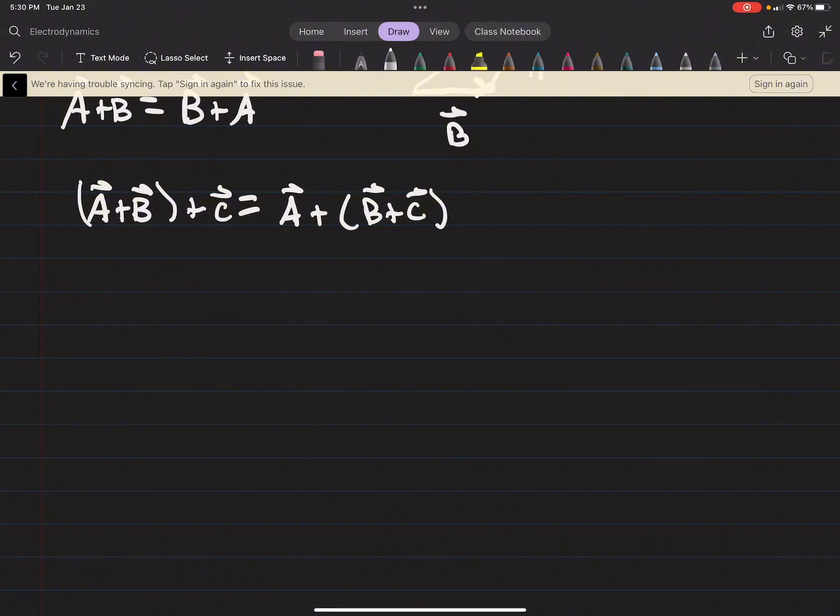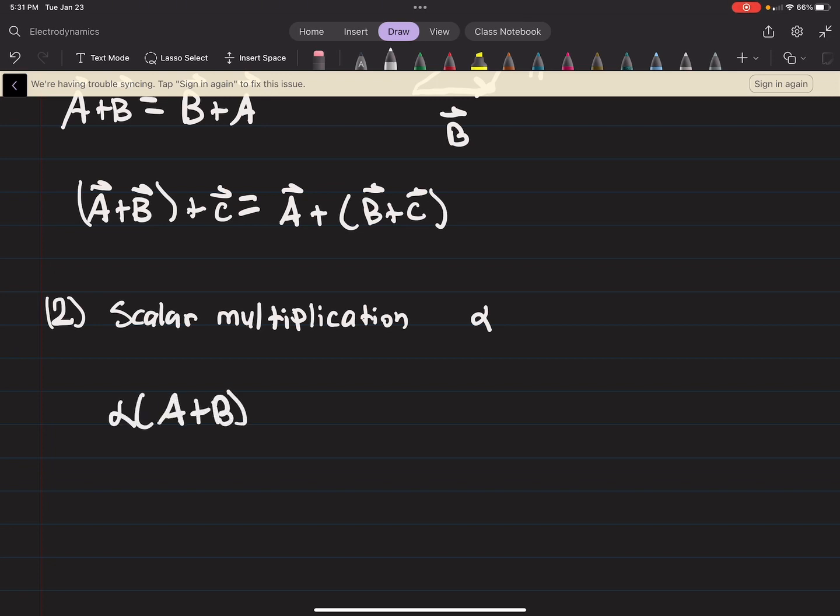So pretty straightforward if you're just adding two vectors. There's some multiplication we should talk about. So, scalar multiplication. Let's just say alpha is a scalar. Well, alpha, a scalar, times two vectors can be distributed just how you would imagine it would. So nothing groundbreaking here, just kind of laying the groundwork.